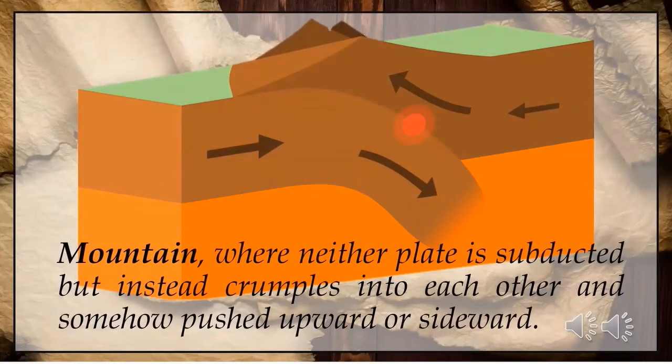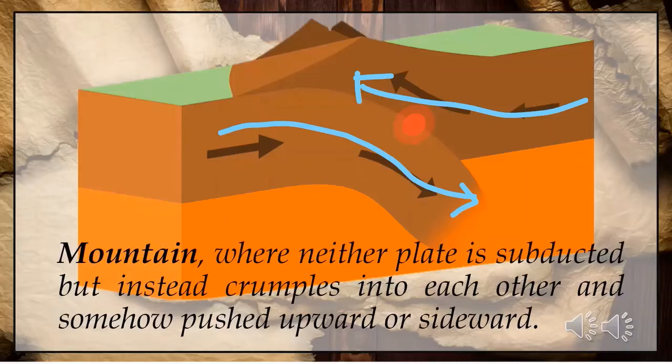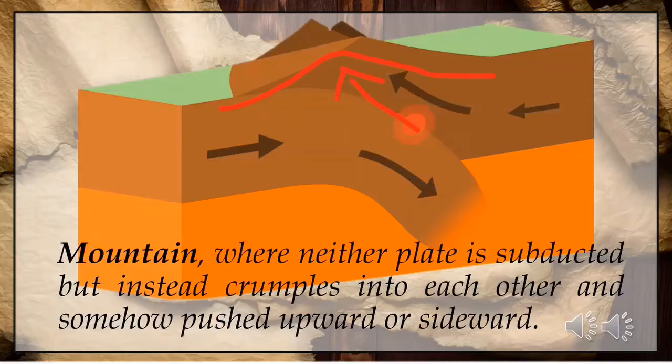Mountains are formed when neither plate is subducted but instead crumples into each other and is pushed upward or sideward. Convergent boundaries are where most of the destruction of crust takes place, specifically in the subduction zone.